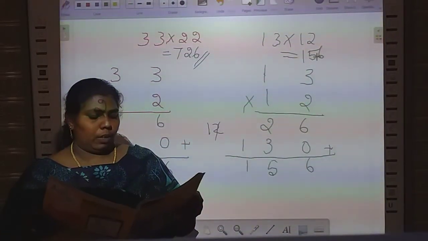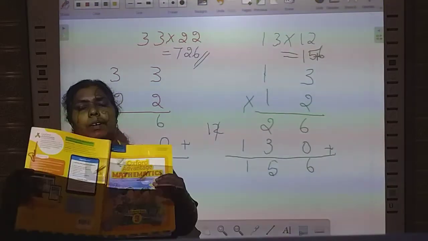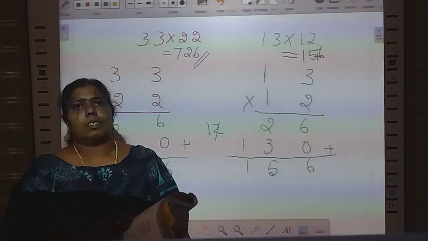The first one. Write the following in the appropriate columns and multiply. The first question only completed. Okay, there are 6 questions are there.